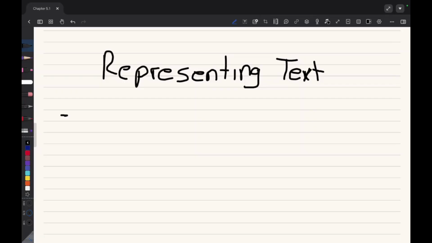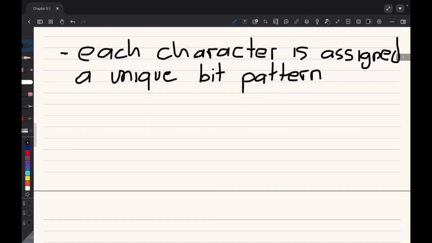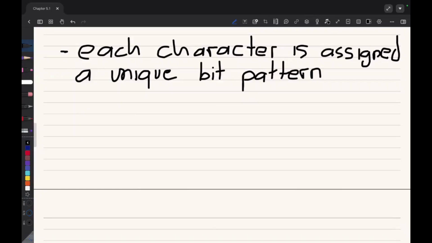Now, when you represent text, each character is assigned a unique bit pattern. For example, let's say we want to represent the word car, or whatsoever word that you can think of, right? Now, uppercase values differ from lowercase values. Let's say uppercase A has a bit pattern of how many zeros was that?